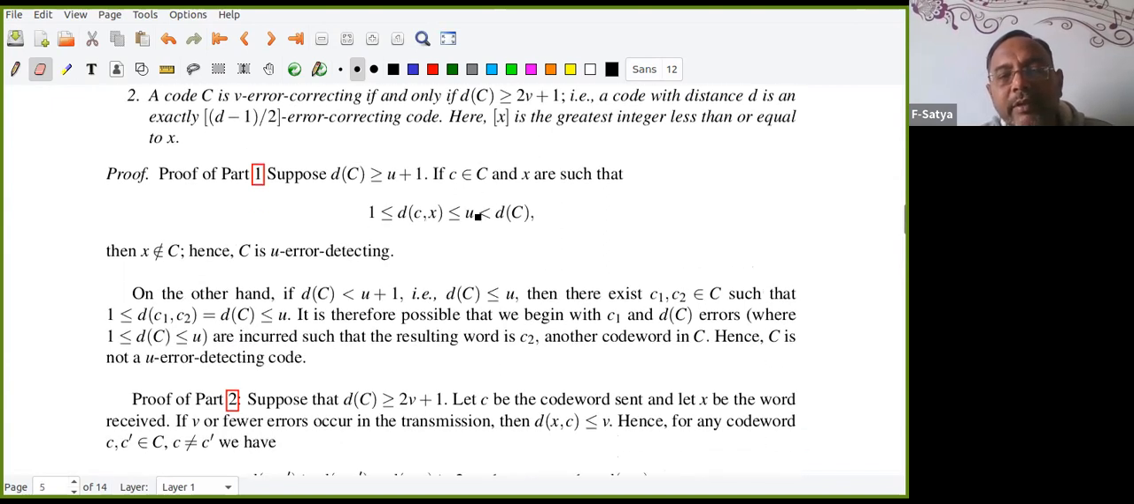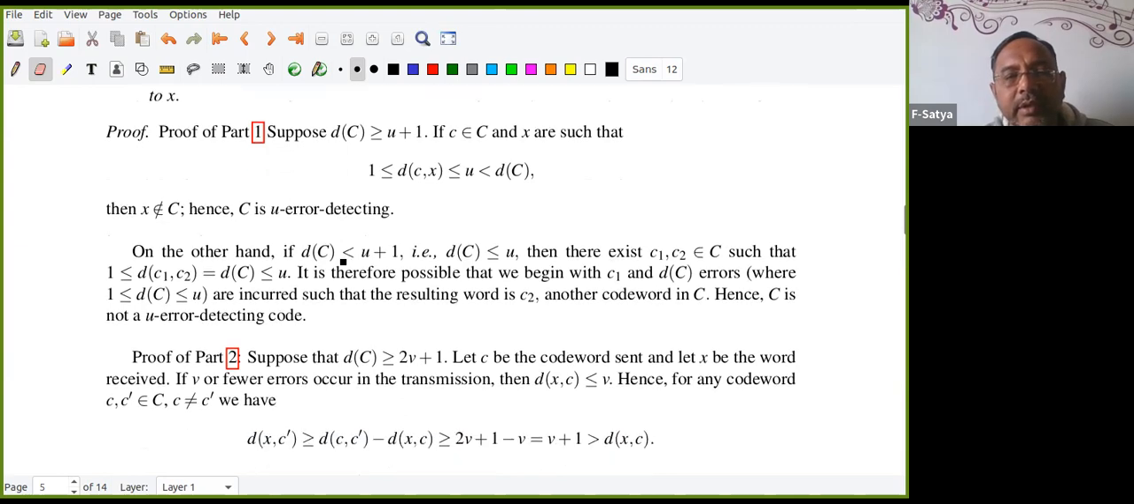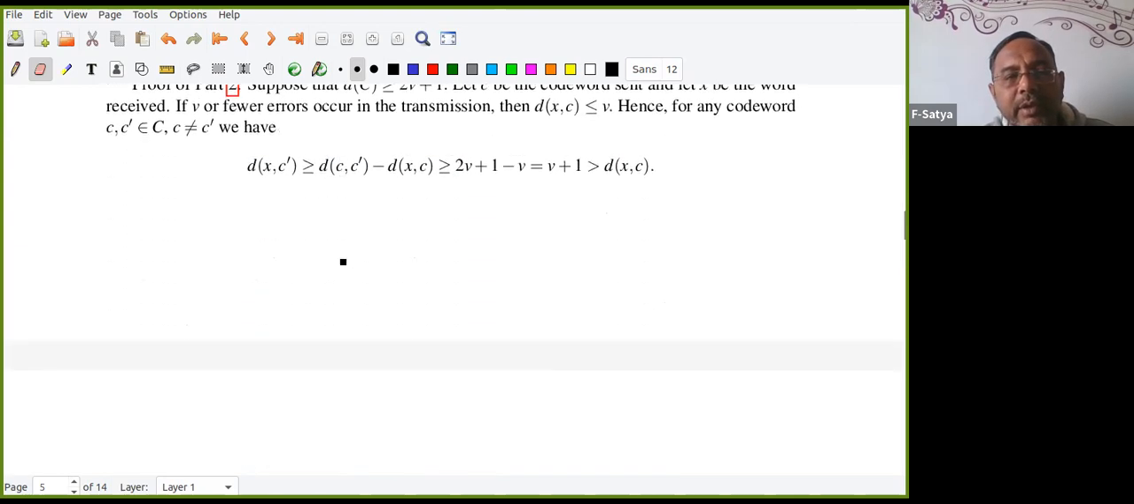Okay. So, for example, one simple thing I'll tell you: d of C is greater than or equal to u plus 1, right? So then what happens? If C is a code with distance greater than or equal to u plus 1, and there is an x such that d of c comma x is less than or equal to u, this is strictly less than the distance. So clearly x does not belong to C, and C is error detecting. Like that only it is there. And the converse is also written.